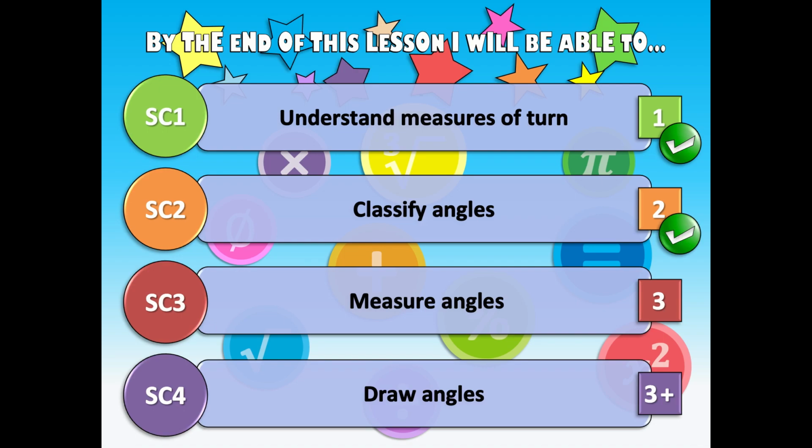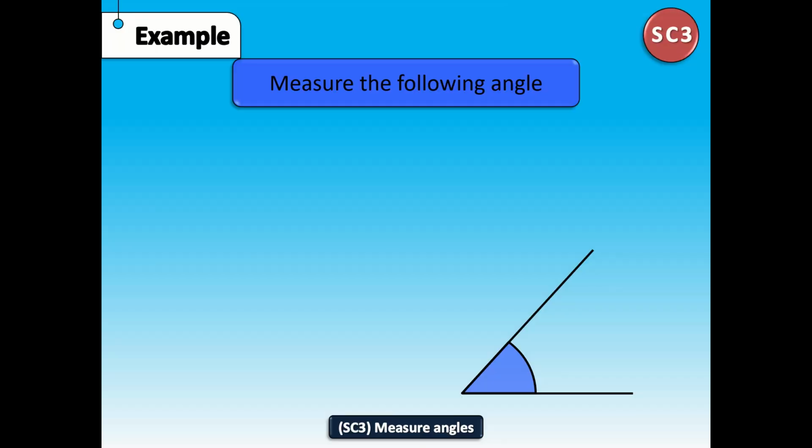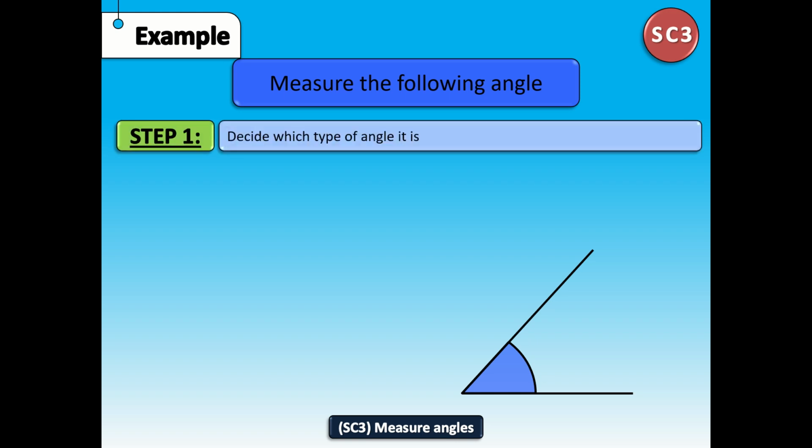And now we've completed success criteria 2. So now we're going to move on to number 3, and this is to measure angles. So we want to measure the size of this angle. So the first step is to decide what type of angle it is. Well, it's an acute angle, so we know it's going to be in between 0 and 90 degrees.